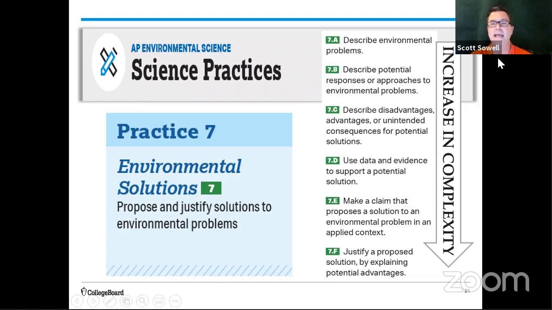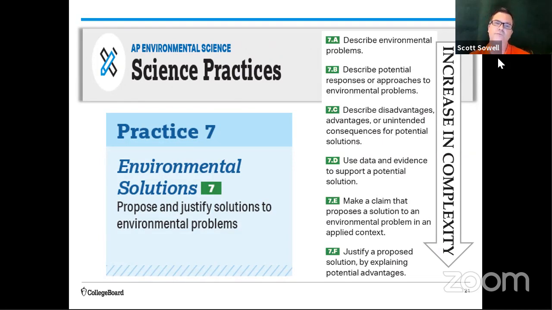The first part, 7A, what's the problem? You've got to understand the problem before you can do anything about it. And then 7B says, okay, I've got this problem. Let's think of some possible ideas, right? And then 7C and 7D say, of those possible solutions, what kind of advantages, disadvantages, unintended consequences, pros and cons, how do those things help you make your decision, as well as what empirical scientific data could you collect to help you make that decision? And then towards 7E and 7F is you finally make that decision and then justify it.